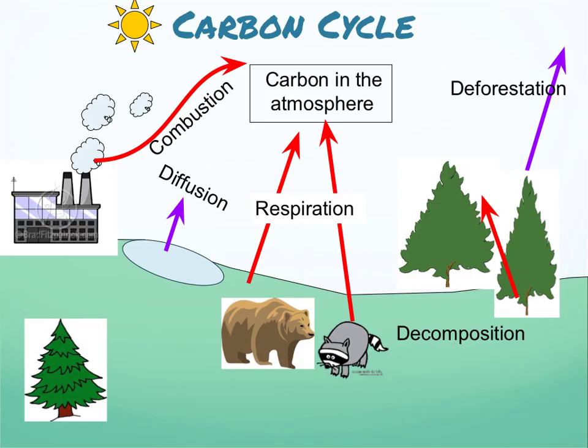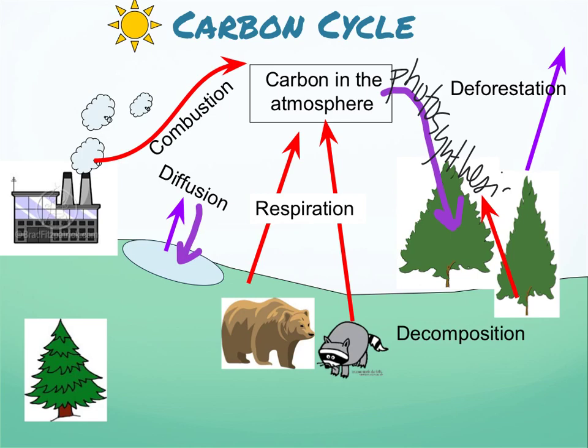So adding in a couple more here, we had photosynthesis, which takes carbon from the atmosphere and brings it into plants, as well as diffusion. We talked about going both directions, so we can add a second arrow to diffusion while labeling our photosynthesis arrow, taking carbon from the air into the plants.